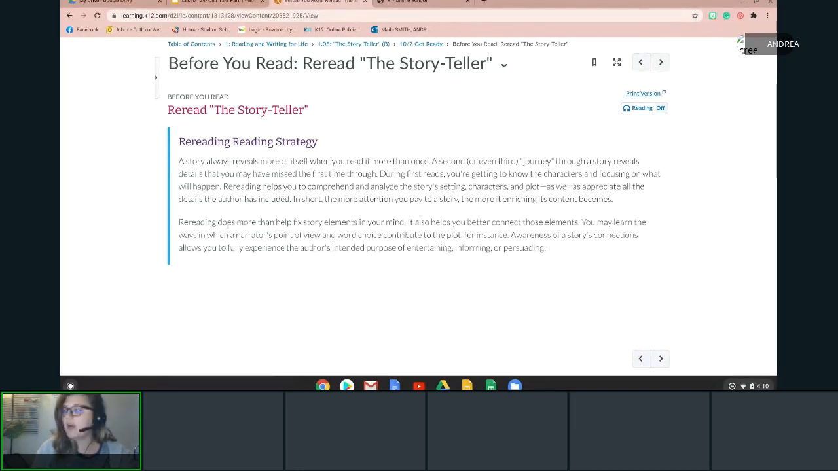Rereading does more than help fix story elements in your mind. It also helps you to better connect to those elements. You may learn the ways in which a narrator's point of view and word choice contribute to the plot. For instance, awareness of a story's connections allows you to fully experience the author's intended purpose of entertaining, informing, or persuading.